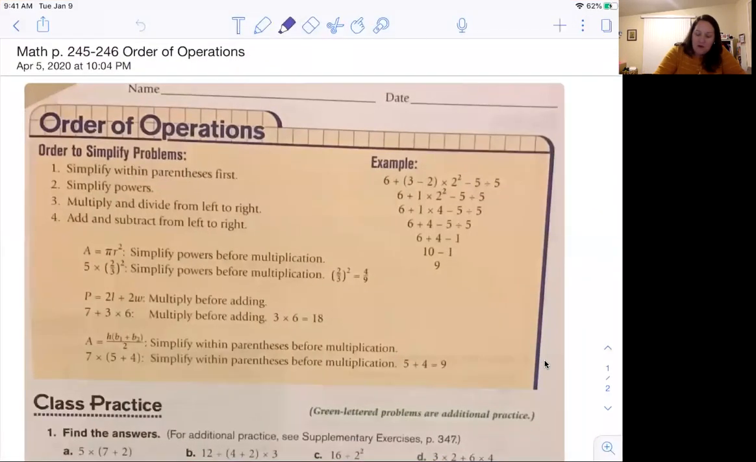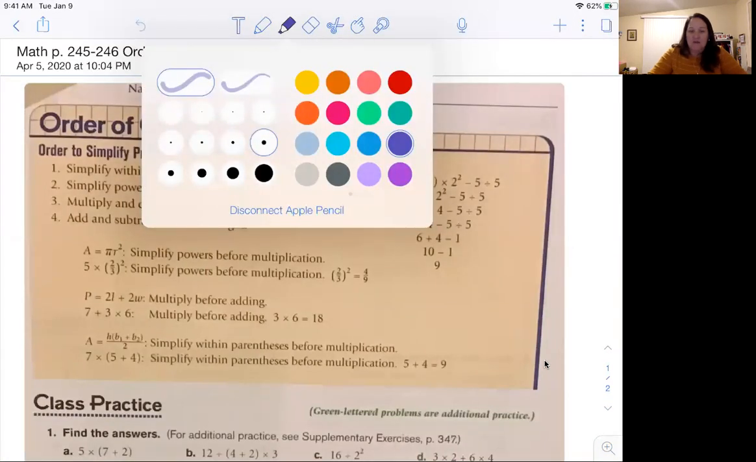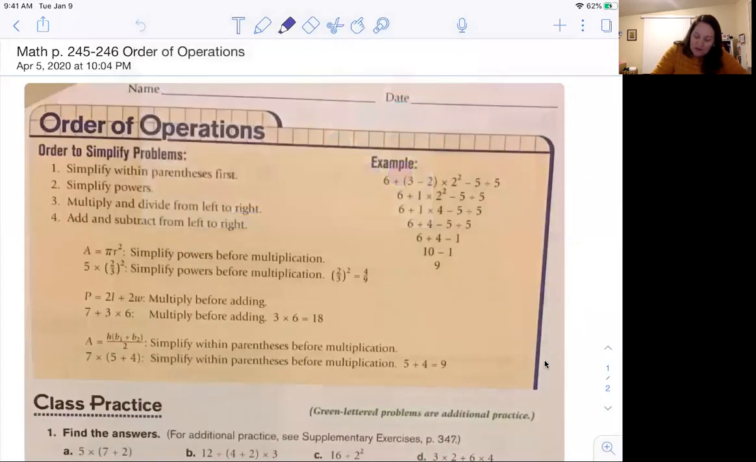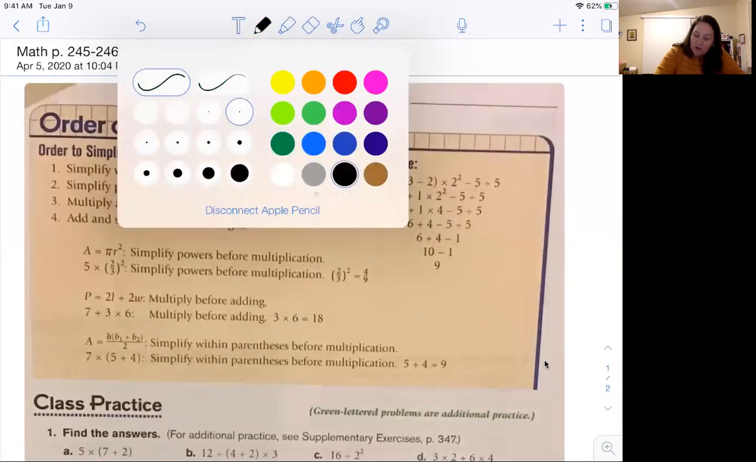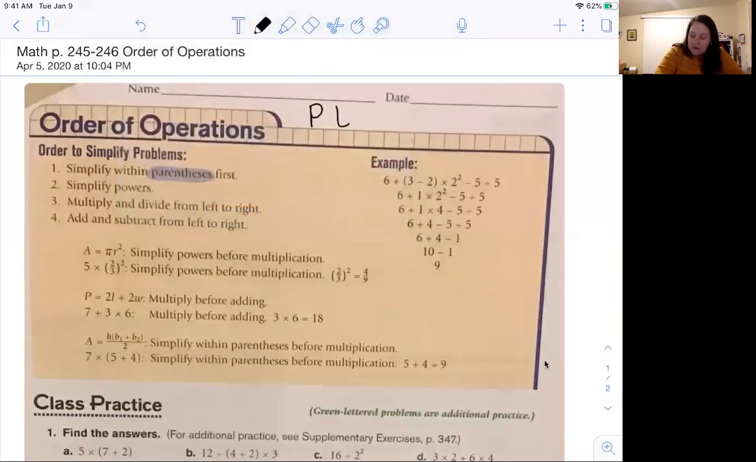So the order of operations, just like that little video showed you, the first step is parentheses. We are going to simplify whatever is in parentheses first. Then we go to exponents. They call them powers here. If you want to follow along with the PEMDAS word, you want to use exponents. Powers and exponents mean the same exact thing, okay?